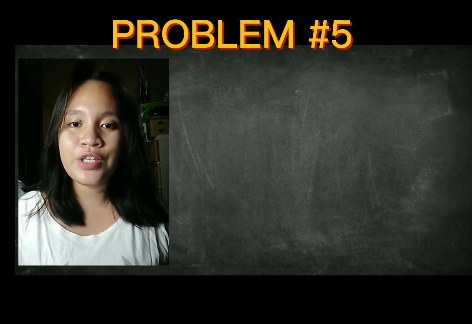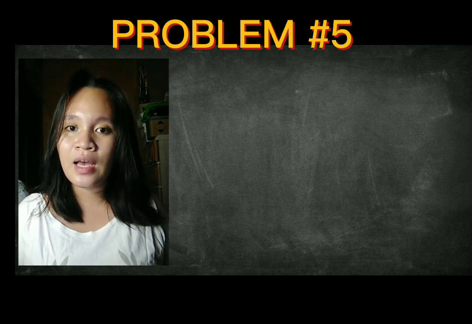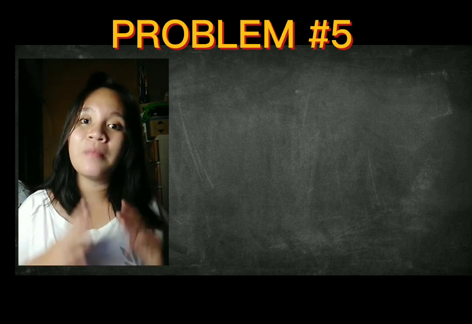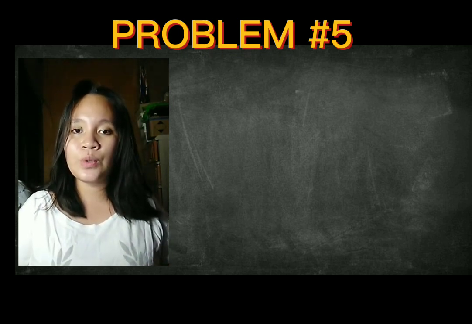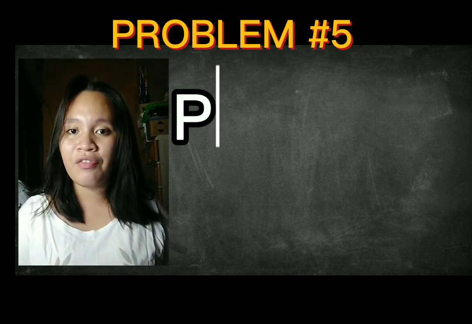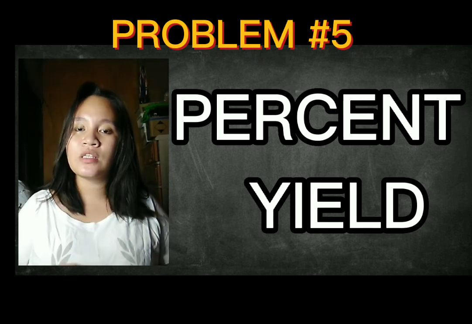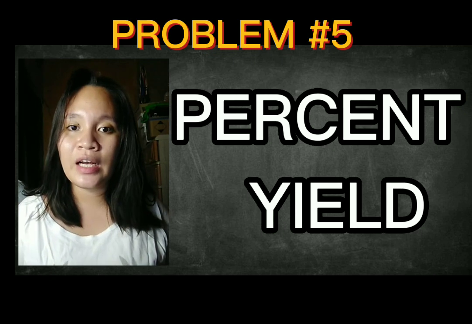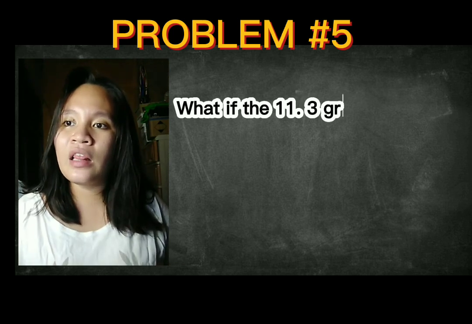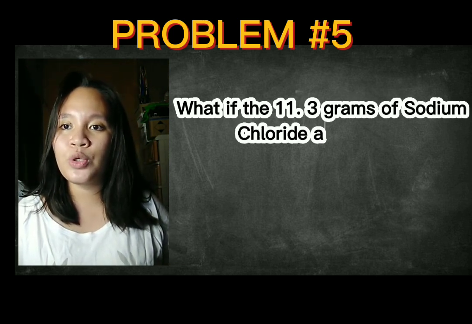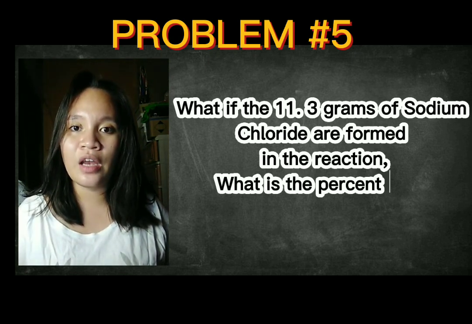Okay, so learners, after learning about the conversion from grams to moles down to finding the limiting reactant and excess left over, let us now proceed to finding the percent yield. On finding the percent yield, we should first solve for the theoretical yield. So, what if 11.3 grams of sodium chloride are formed in the reaction? What is the percent yield of this reaction?